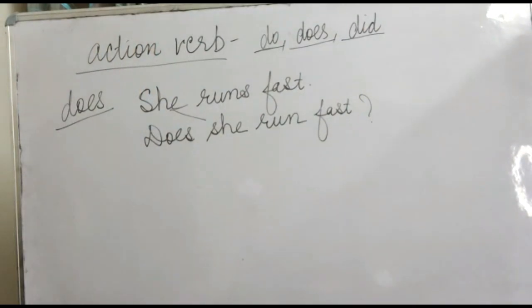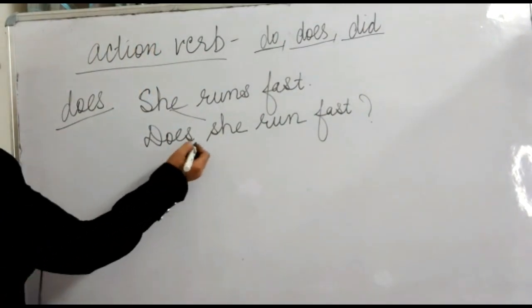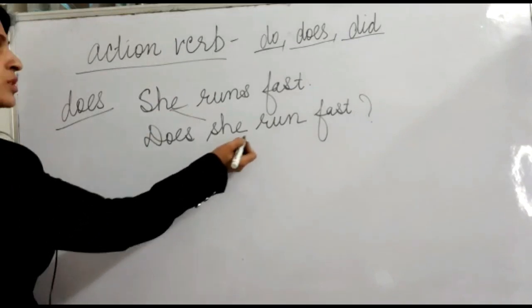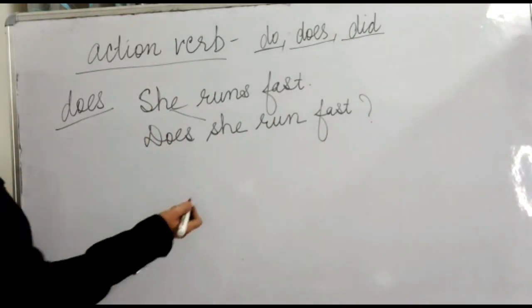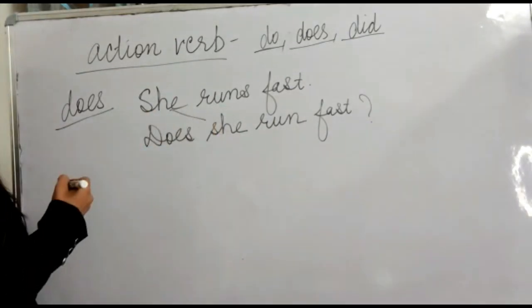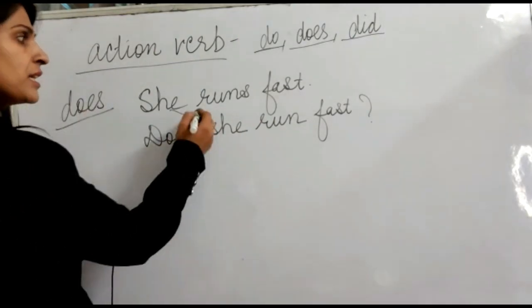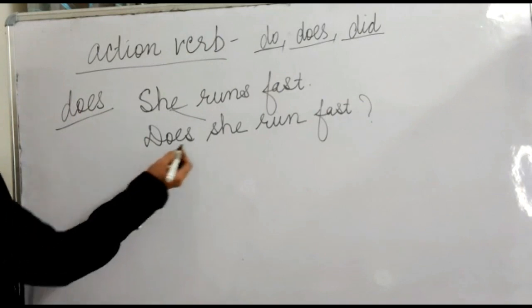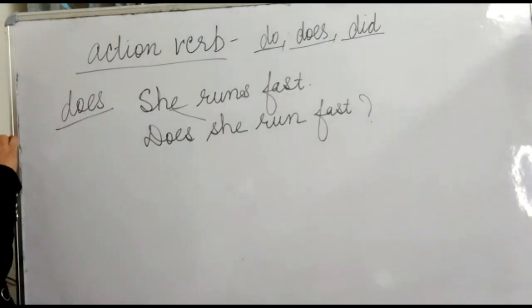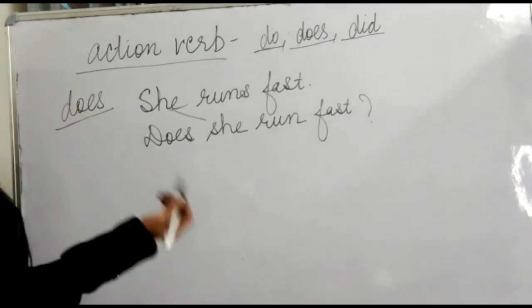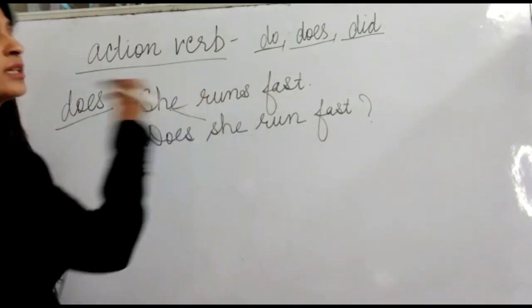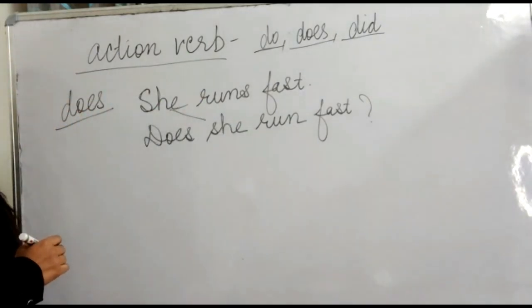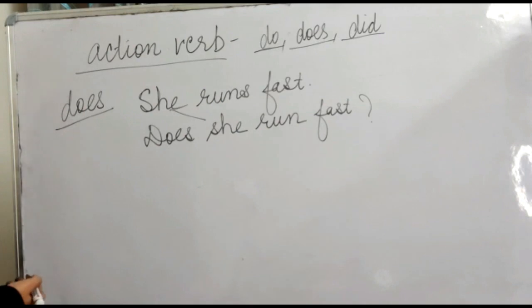So how did we change it? We started the question with does. We have used the subject, and then we have used the verb run. We have seen that here in the sentence the verb is runs, but when we have used does in the sentence, we don't use s or es with the verb that is given in the sentence. Let's take one more example here.